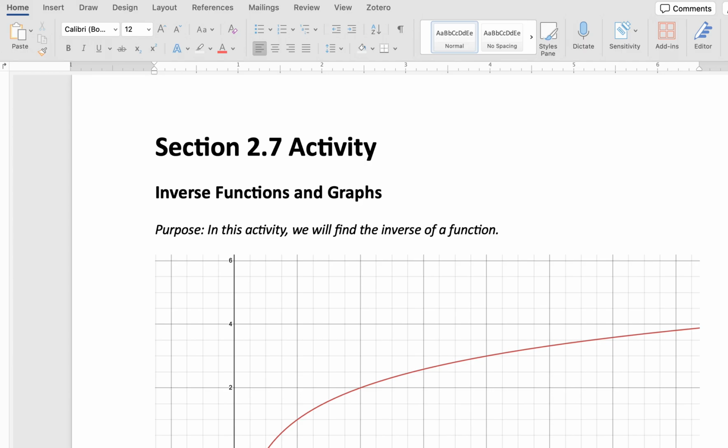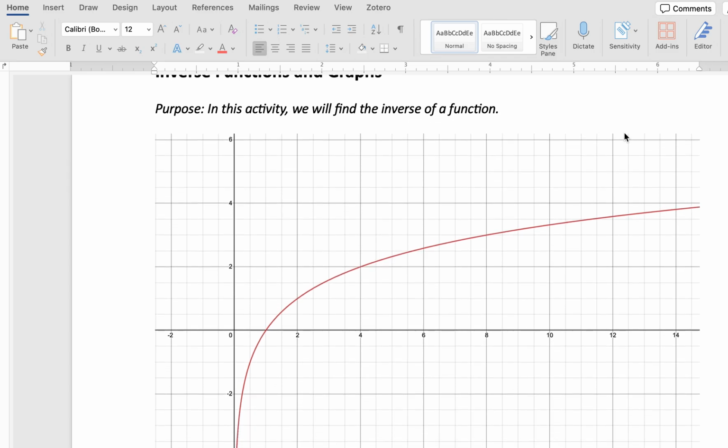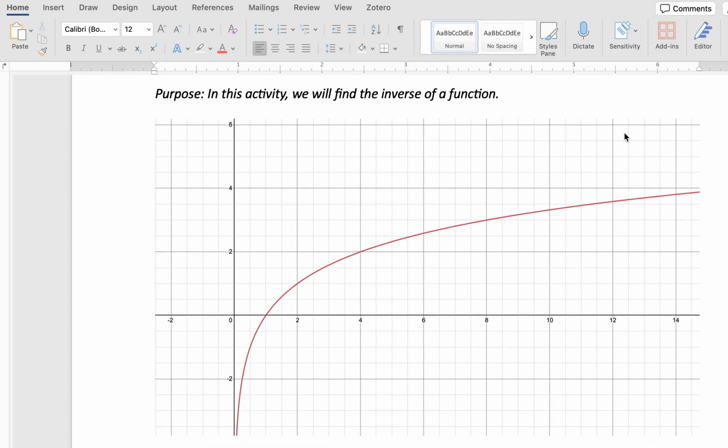In this video for section 2.7, we're going to talk about inverse functions and graphs. Throughout this activity, we are also going to find the inverse of a function and determine whether or not two functions are inverses using algebra. But we're going to start with the graphs.